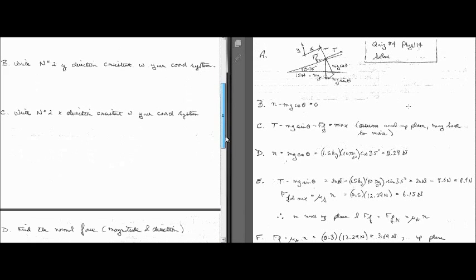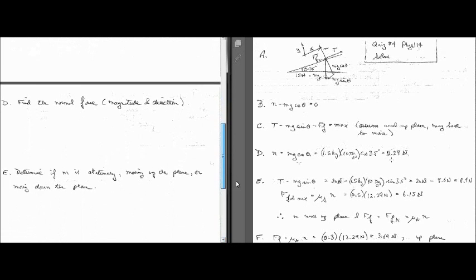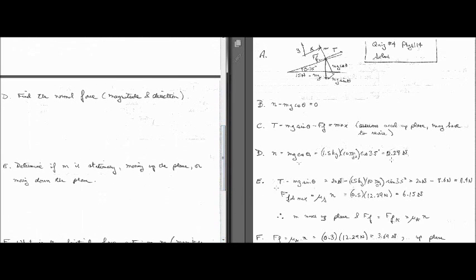Okay, so now part D, find the normal force. The normal force from part B is just mg cosine theta, which for this problem is 15 newtons times the cosine of 35. In other words, it's 12.29 newtons. Part E asks you to determine whether m is stationary, moving up the plane, or moving down the plane, and the answer is it's moving up the plane.